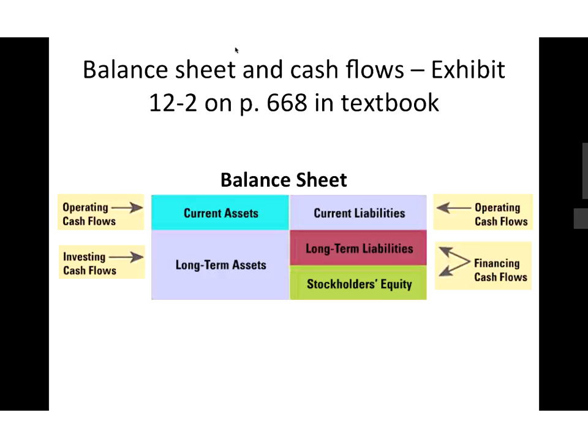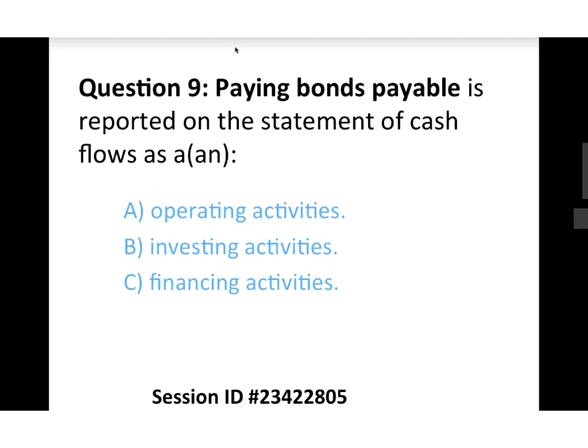Okay, so now we're going to do another question. Okay, paying bonds payable. Assume that bonds payable is long-term. So when you're answering this question, paying bonds payable is reported on the statement of cash flow as what type of activity? Operating, investing, or financing?